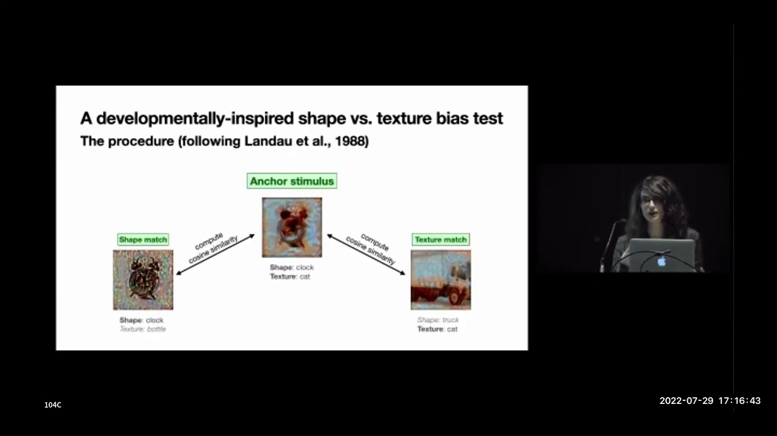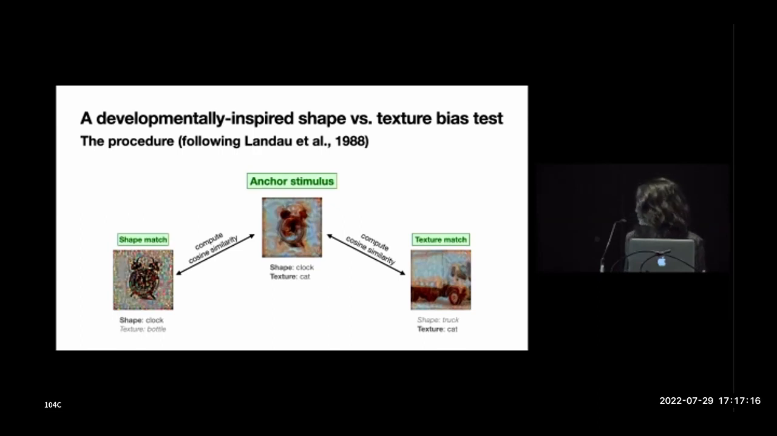So now I'll explain the developmentally inspired procedure that we use in our experiments, which follows the procedure from Landau et al. So a trial consists of a triplet of image stimuli: an anchor stimulus with a given shape and texture, a shape match stimulus, which matches the anchor stimulus only in shape, and a texture match stimulus, which matches the anchor stimulus only in texture. All of the three images in the triplet are then passed through a model separately up until the penultimate layer to obtain 3 vector embeddings of visual features.